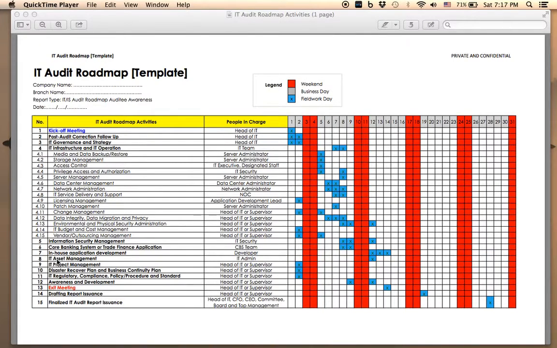So the next is IT asset management or inventory management. This is just ITGC, the IT general control. You will engage the IT administrator.